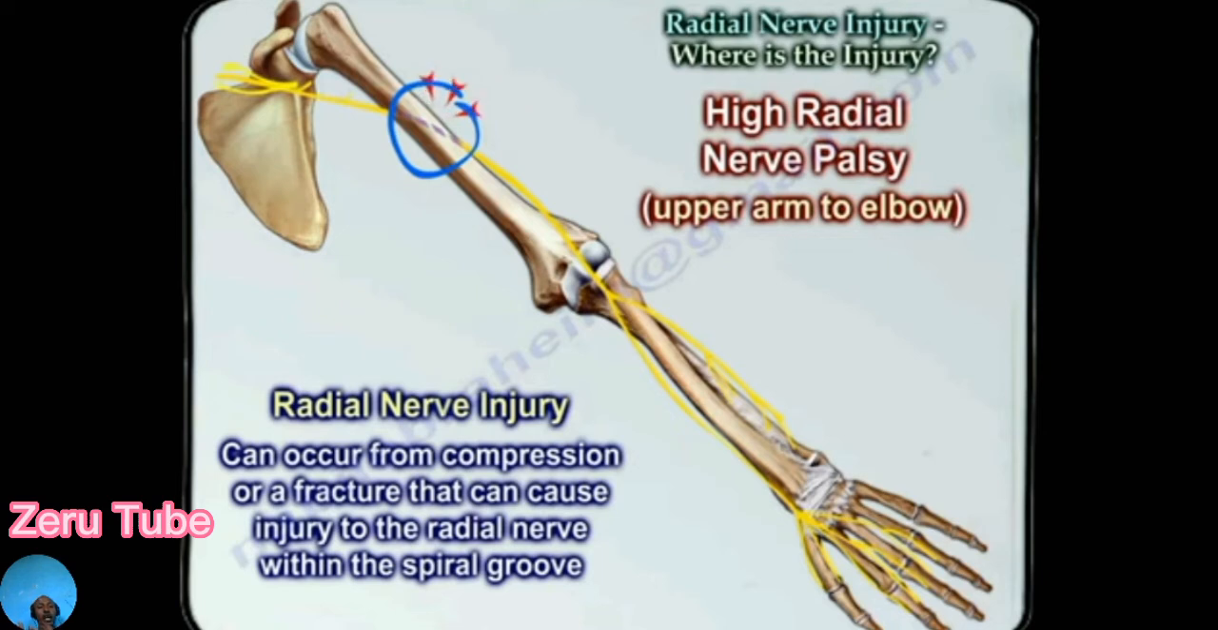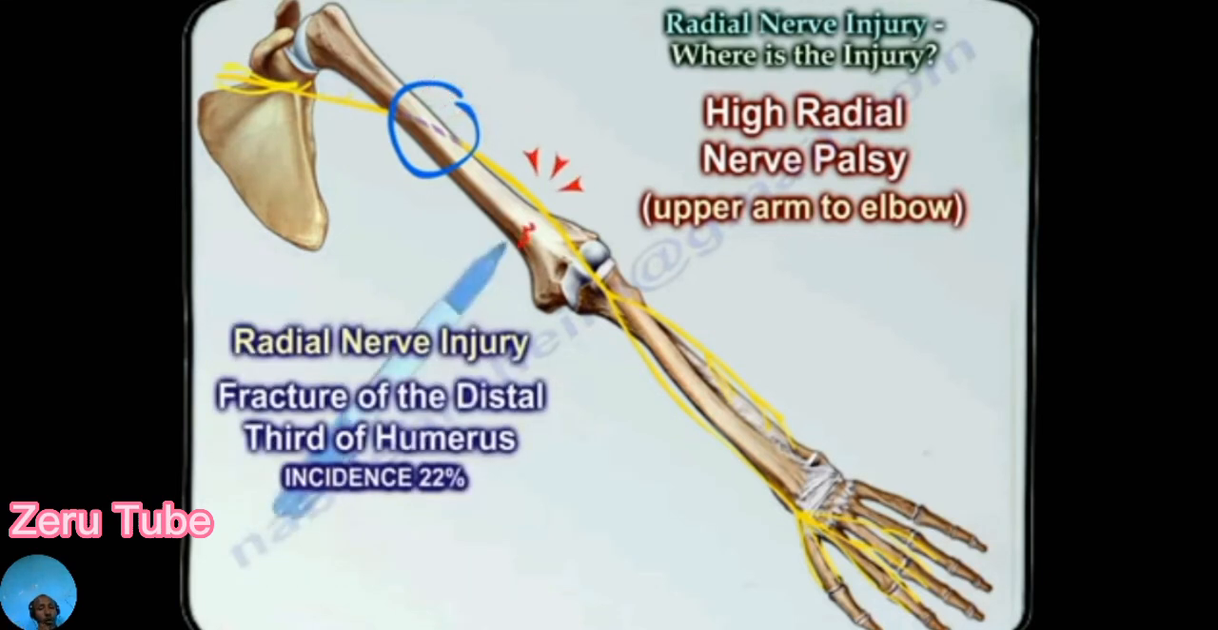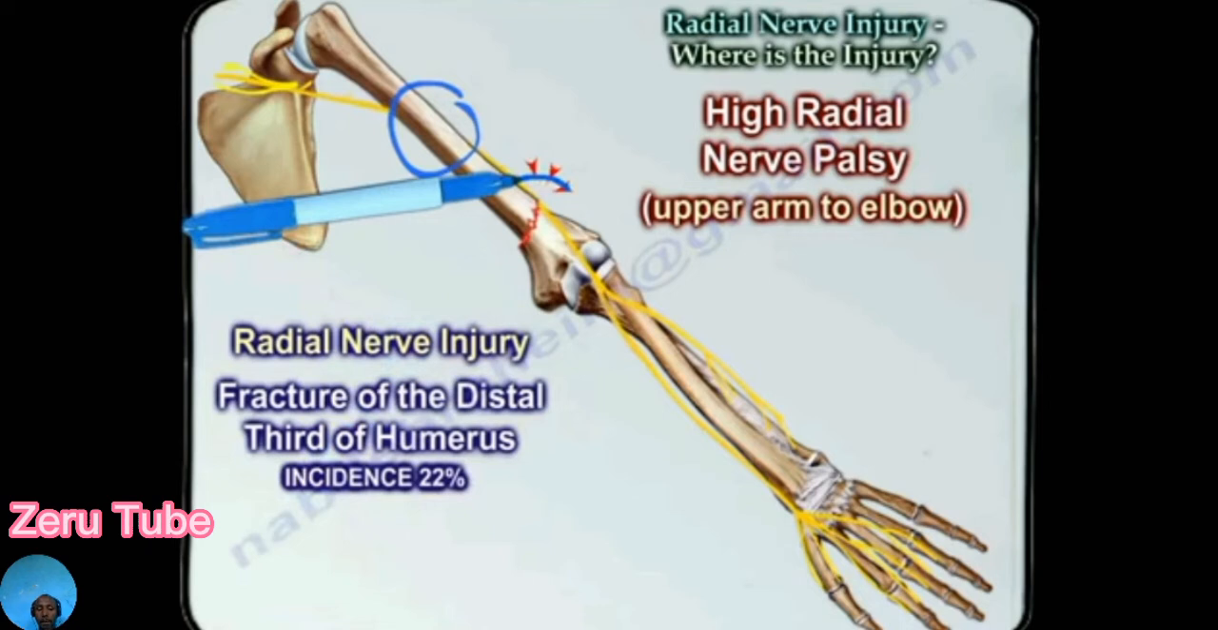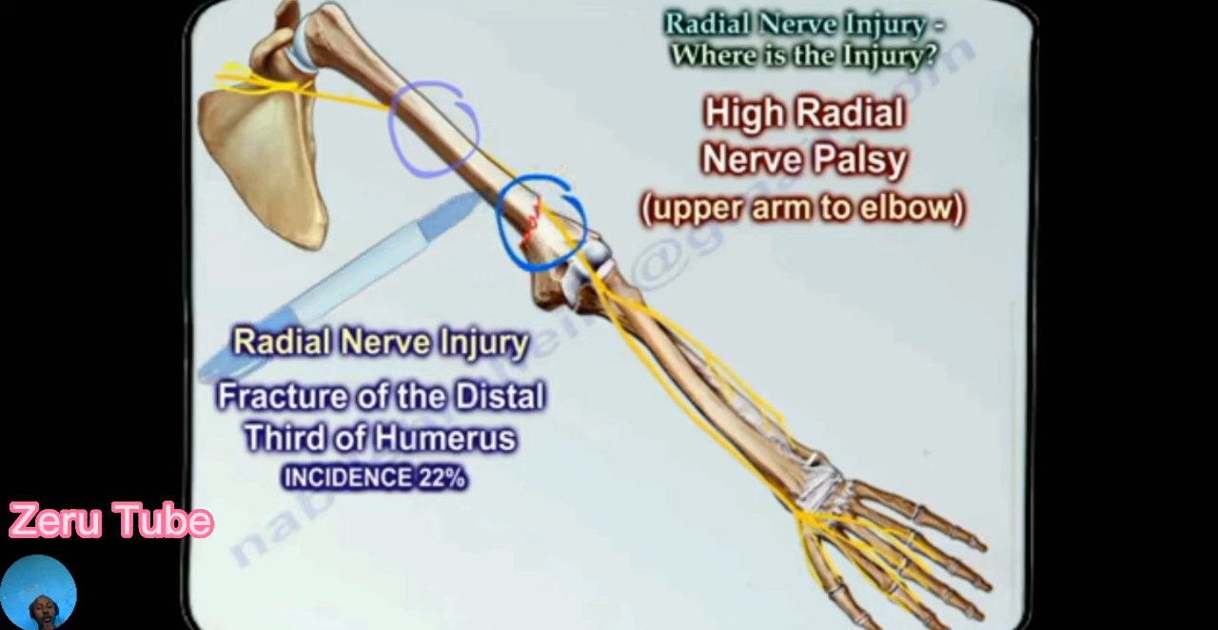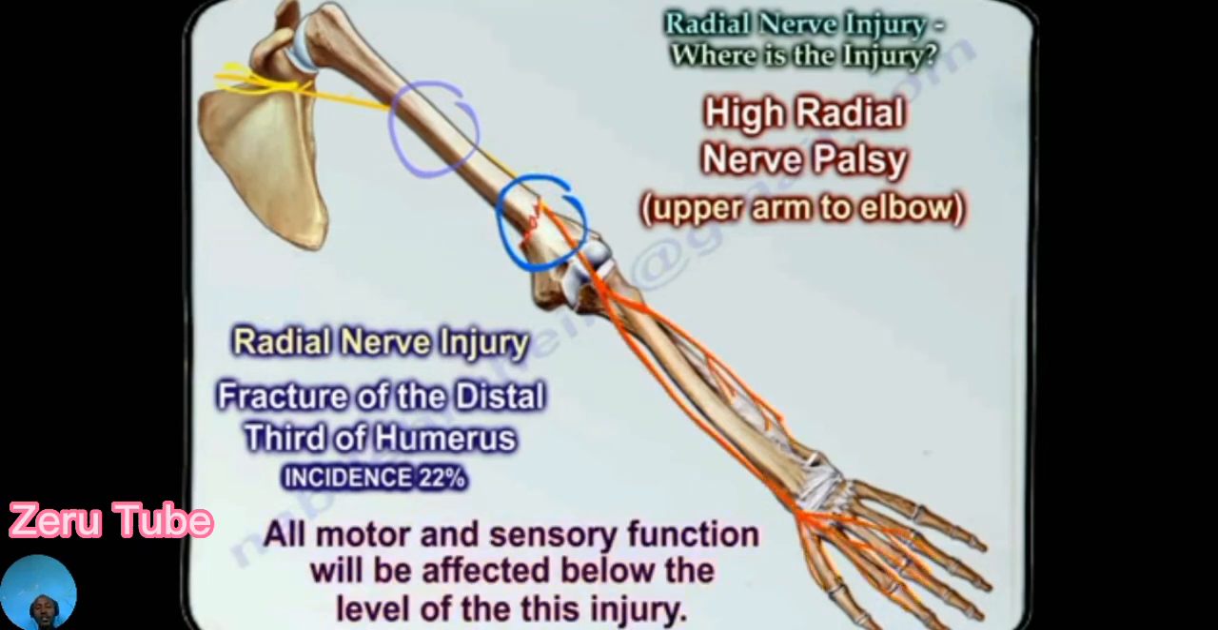If there is any fracture on this side, the patient can lose what? The patient can lose radial nerve function. If there is also a fracture at the distal part of the humerus, because at this area the radial nerve has direct contact with the bone, the fracture of the distal side of the humerus, around 22% of the time, can cause radial nerve injury. So this is bad. All motor and sensory function will be affected below the level of this injury.